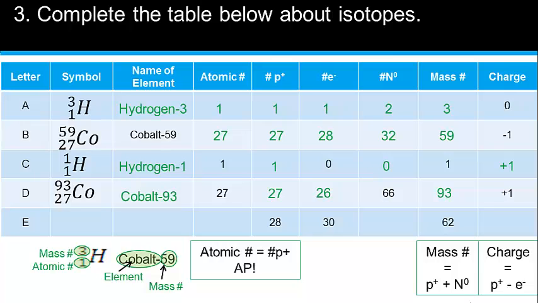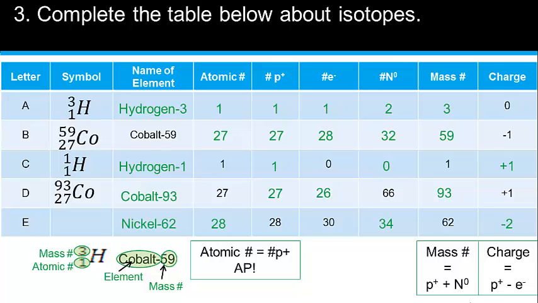Okay, last one, E. Because I have 28 protons, I know that my atomic number is 28. My mass number is 62. Therefore, if I do 62 minus the number of protons, I get the number of neutrons. So that's where the 34 comes from. In this case, we see that there are 2 more electrons than there are protons. So if I do 28 protons minus 30 electrons, I end up with a minus 2 charge.